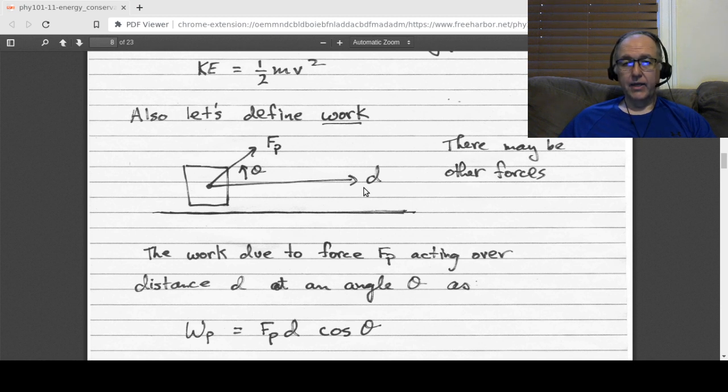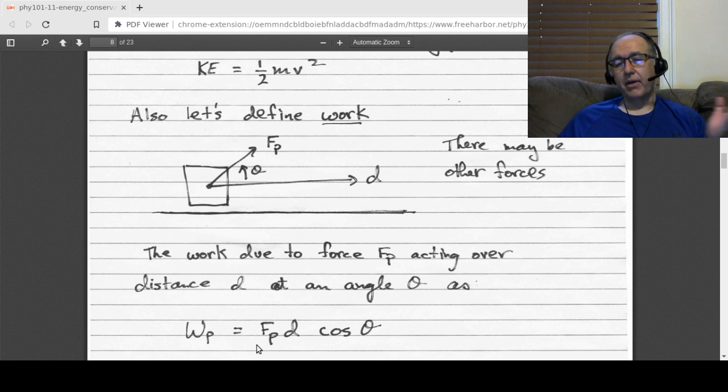All right, and then we can say that the work due to force FP, because remember there are other forces, so each one of them will have their work, but just the work due to FP is given by this formula here. The work due to P is equal to FP times d times cosine of theta. Now, why that's a useful definition is a little hard for me to really show you without some deeper mathematics, but it kind of makes sense.